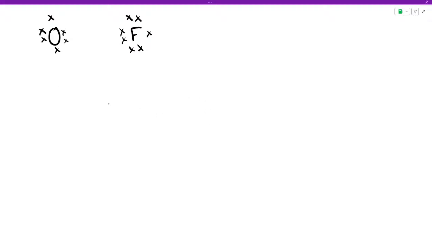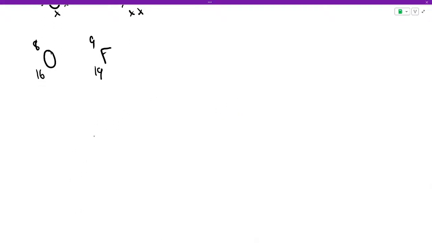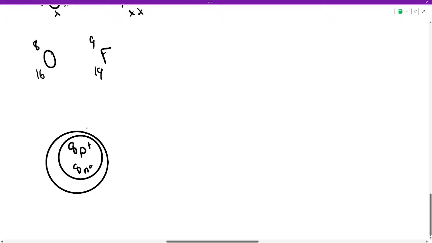If we look at it right now, those are the valence electrons. However, in total, oxygen has 8 and fluorine has 9. So now if I draw the diagram of oxygen, which is 8 protons, 8 neutrons, and then 8 electrons. So 2 here.